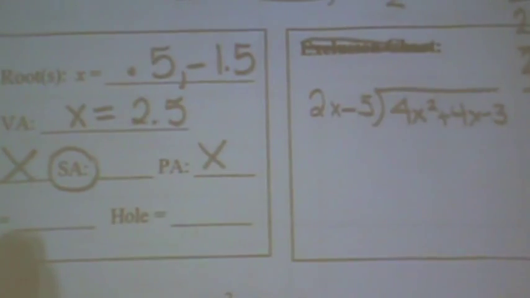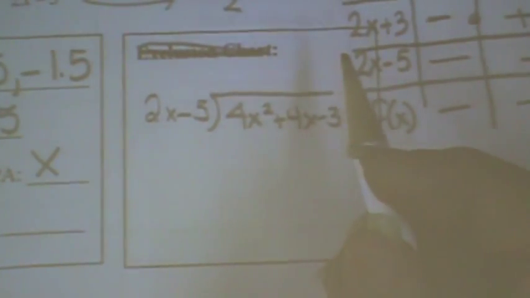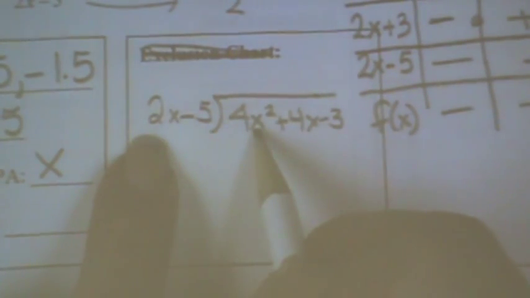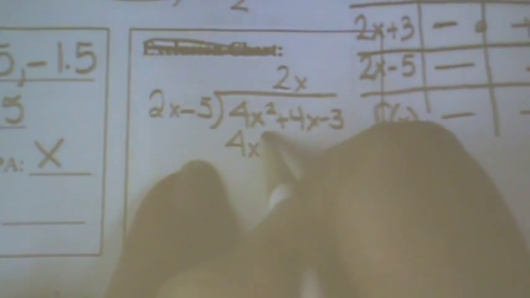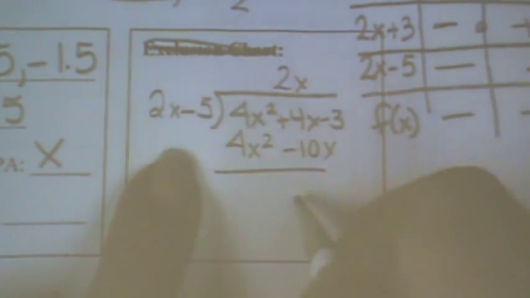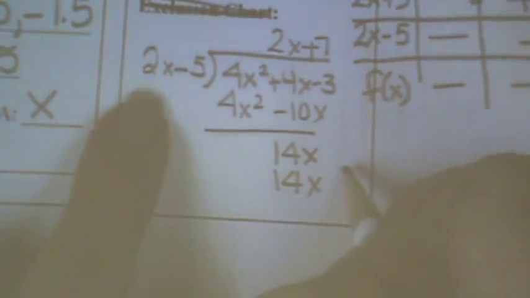You're going to get, when you divide this, 2x plus 7. How do you get that? You want to get rid of this. 2x goes into 4x squared 2x times. You get 4x squared minus 10x. Subtract, you get 14x, and then plus 7, because 7 times 2x is 14x, and you don't need the remainder. So this is your slant asymptote. It's y equals 2x plus 7.